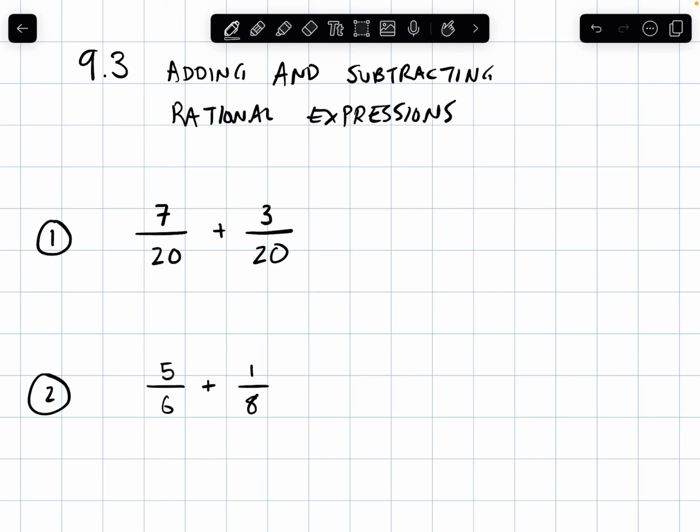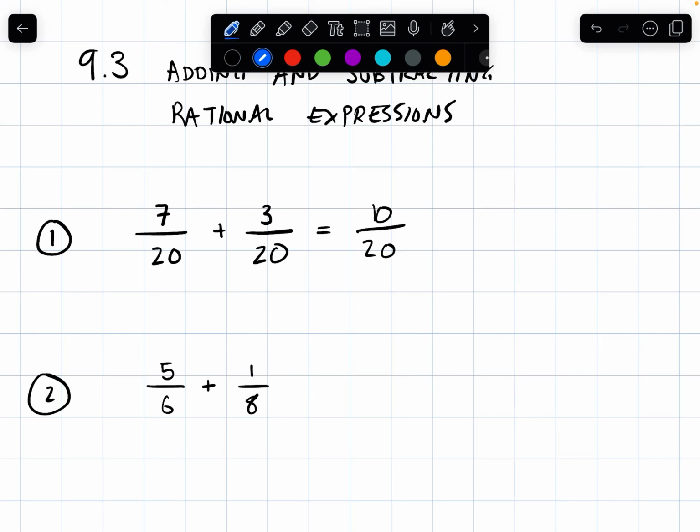So for example, problem number 1, we have 7/20 plus 3/20. Because we have a common denominator, we can add these together, and this would equal 10/20. Now 10/20 can be reduced, right? I know that I can divide the top and the bottom by 10. Now again, the reason why this works is because I'm dividing by 10/10, which is equal to 1. So I can divide anything by 1 and it retains its value.